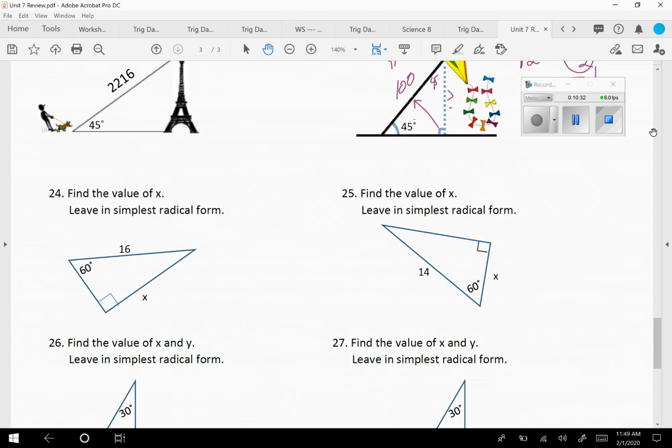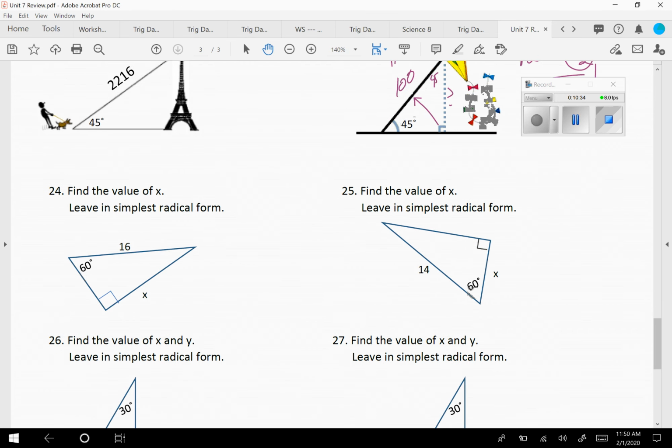Question 25. Find the value of x, leave in simplest radical form. Check, look at our angles. We have a 60 here, so we know this is 30. This is a 30, 60, 90. So this is our short side, okay? And they've given us the hypotenuse. So now how do you go from hypotenuse to short? We divide by 2. So take 14, divide by 2, and you get 7. That's x.